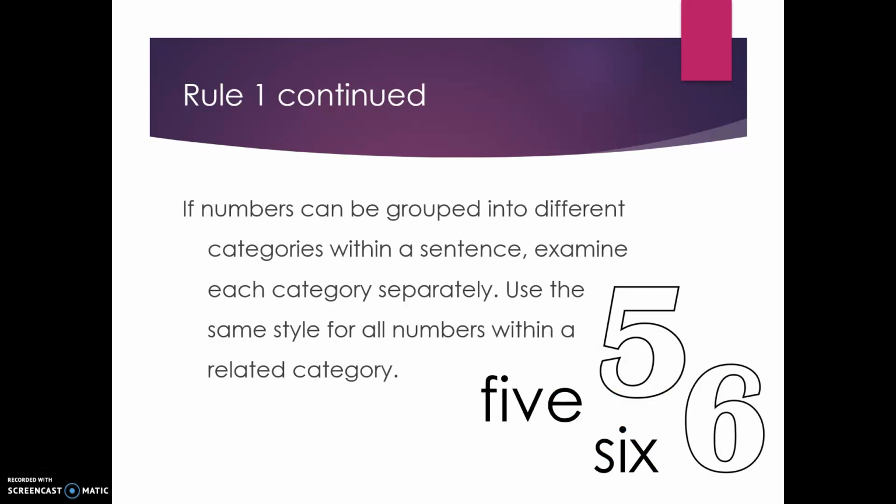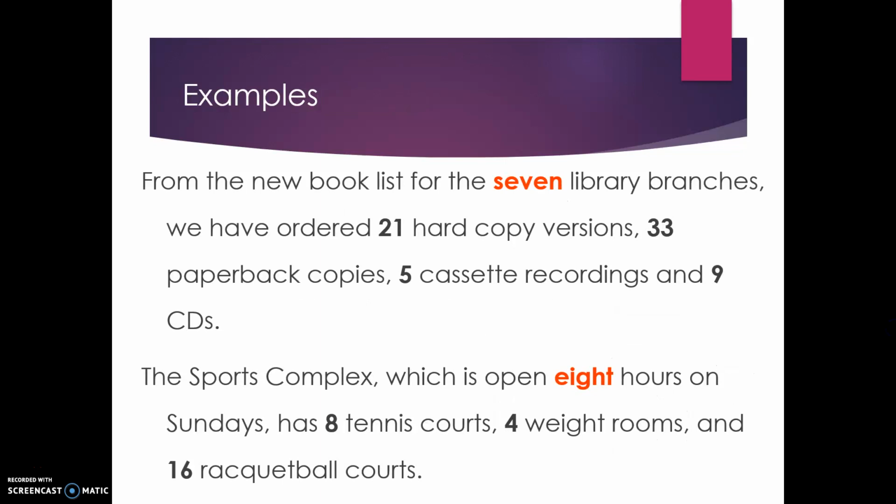If numbers can be grouped into categories within a sentence, examine each category separately. Use the same style for all numbers within a related category. Here's an example. From the new book list for the seven library branches, we have ordered 21 hard copy versions, 33 paperback copies, 5 cassette recordings, and 9 CDs.